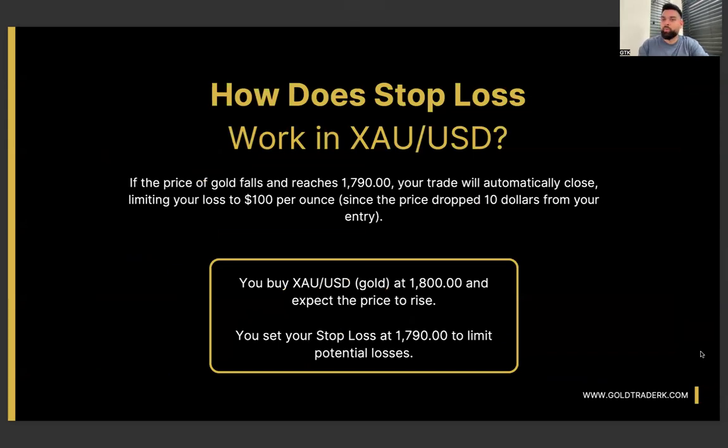How does stop loss work in XAUSD, also known as gold? If the price of gold falls and reaches, let's say, 1790, and you've entered a trade at 1800, your trade will automatically close, limiting your loss to $100 per ounce. Since it's only dropped by about 100 pips, you will only lose a certain amount based on your investment. So if you buy gold at 1800 and you expect the price to rise, but the price drops to 1790, it will stop your trade right there, limiting your loss.